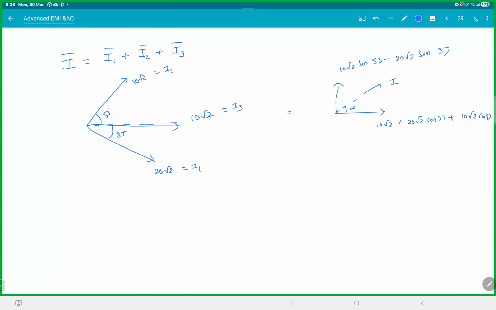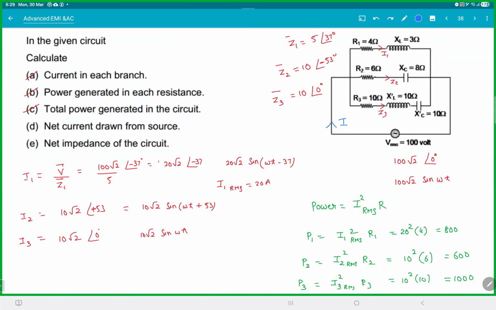If you want even that as a function of time t, you will get it. So this is the I net RMS value or the peak value. This is because I took all peak values only here. This is I1 peak, I3 peak. So when you do this, you'll get I net peak. If they didn't say anything, they're asking for RMS only. So divide that and you're done.